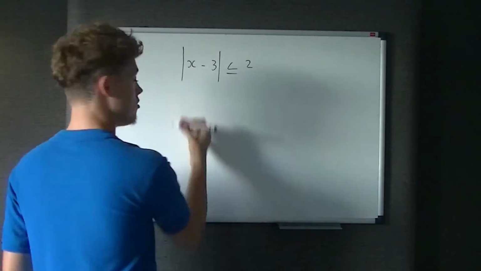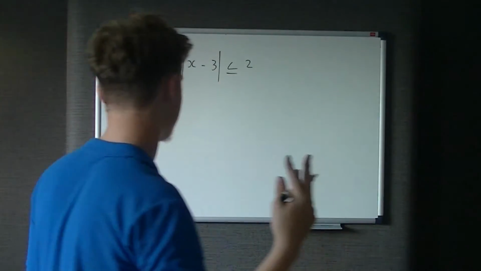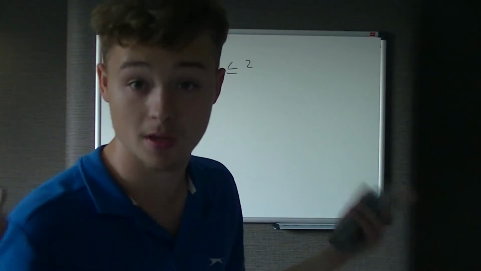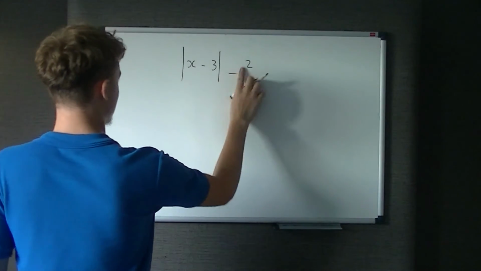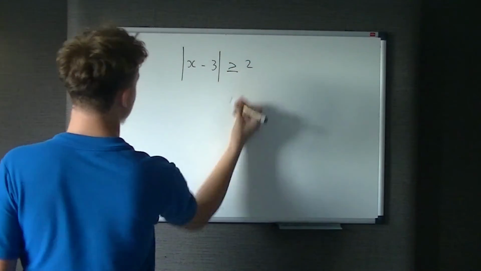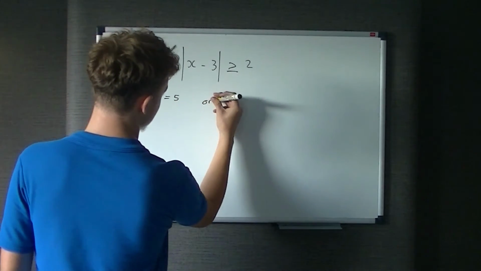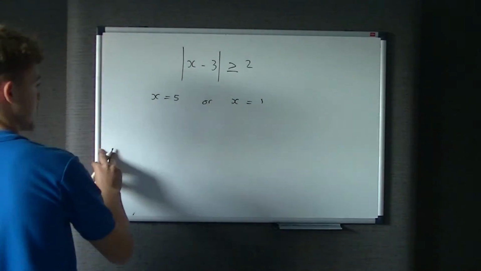So if you remember how we explained before, if x is 1, it's minus 2, but it changes it to 2 because it changes it to positive. However, if it's 5, then that's 2, and it's happy, bigger than or equal to 2. Oh sorry, wrong sign. So we had x equals 5 or x equals 1.